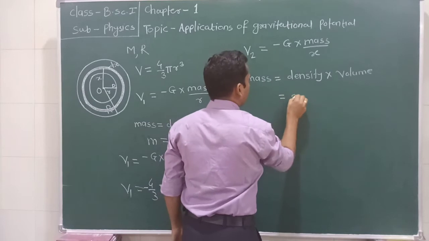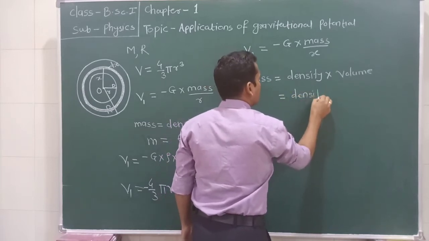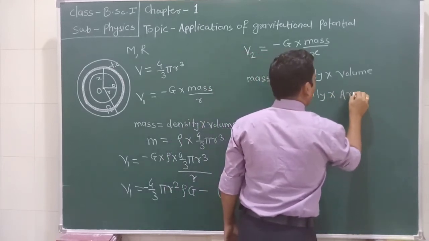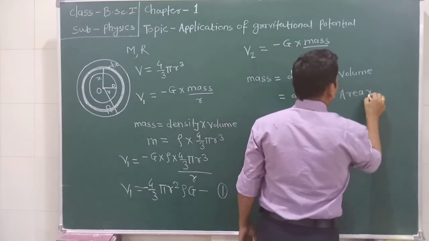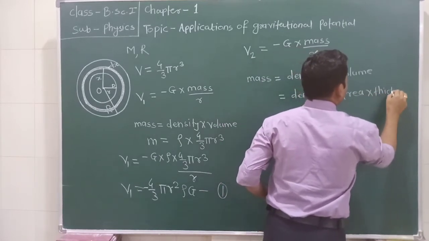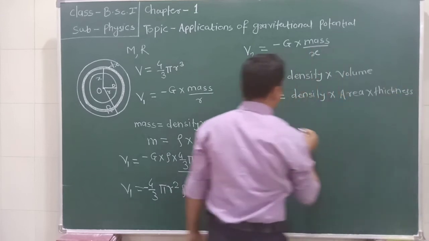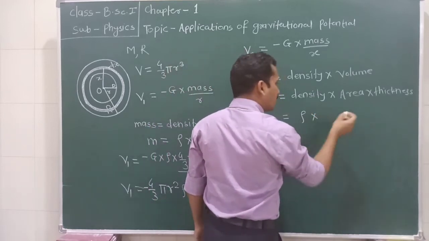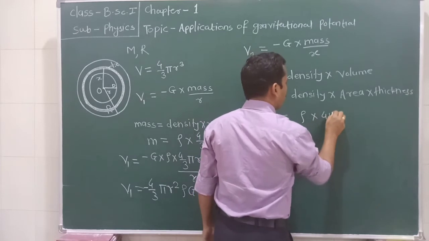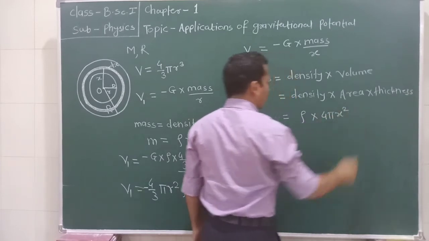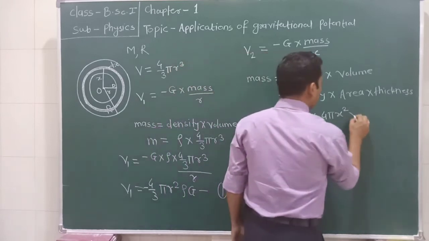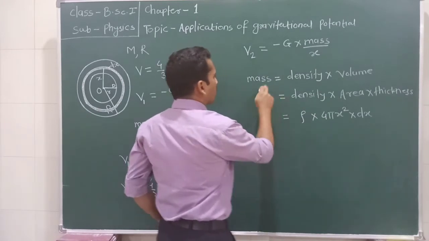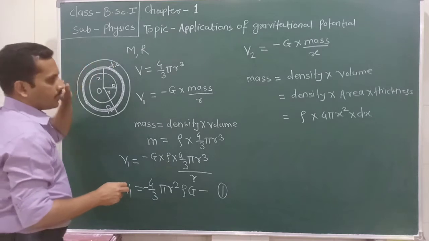Or we can also write this as density into, what is the volume? It is area multiplied by thickness. So this is the density rho. What is the area? The surface area of the shell is equal to 4 pi x square, and the thickness is dx. So this is the mass of the single shell having thickness dx.